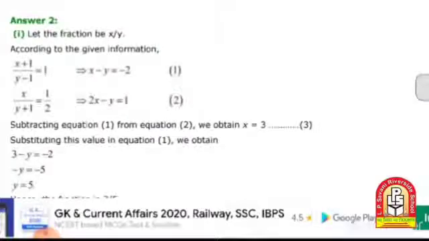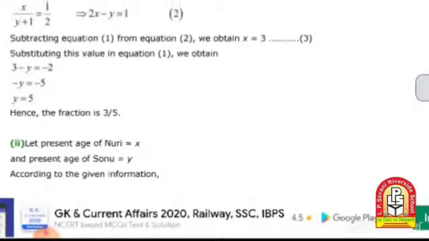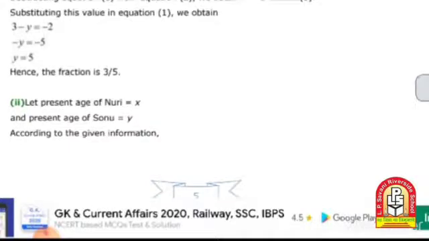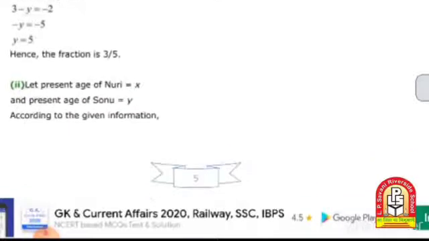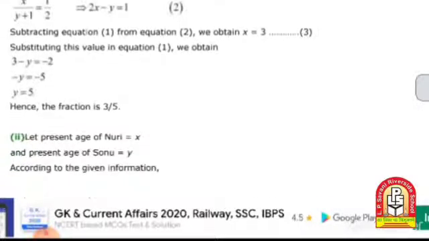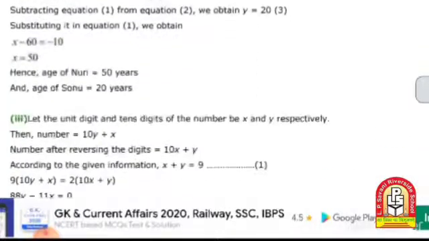So in this way, (x plus y) upon (y minus 1) is equal to 1, so x minus 2y is equal to 2. Then after, (x upon y plus 1) is equal to 1 by 2, so 2x minus y is equal to 1. In this way we got y is equal to 5 and x is equal to 3. Hence the fraction is 3 upon 5.